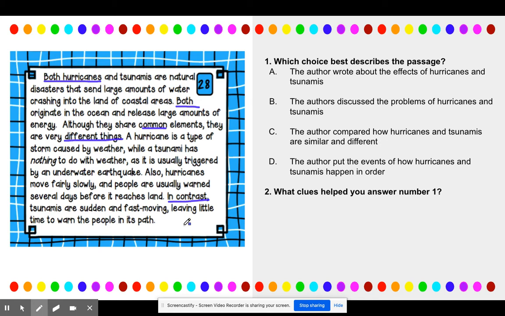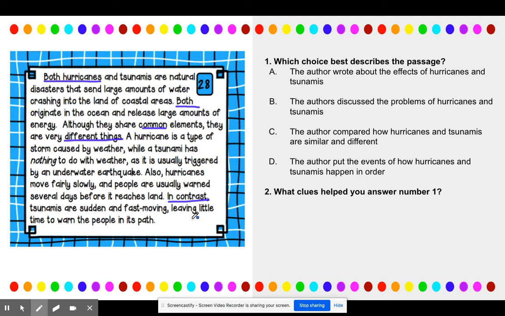Okay, kiddos. So now that I've read through and I have my signal words, I'm asking myself, what is the author talking about here? Well, based on my signal words, if I go check that anchor chart that I've got, common, both, different, and contrast, all of those words are signals for compare and contrast. And I know when an author compares and contrasts, he talks about how two things are the same, how they're different, or how they're similar and different.